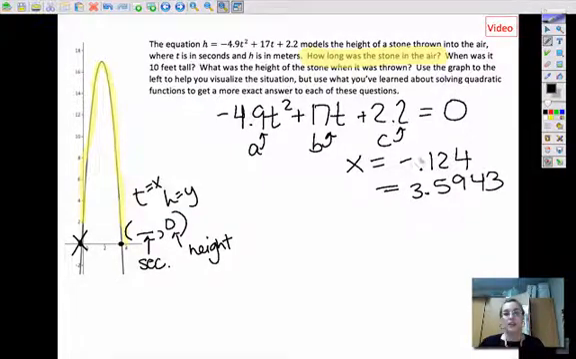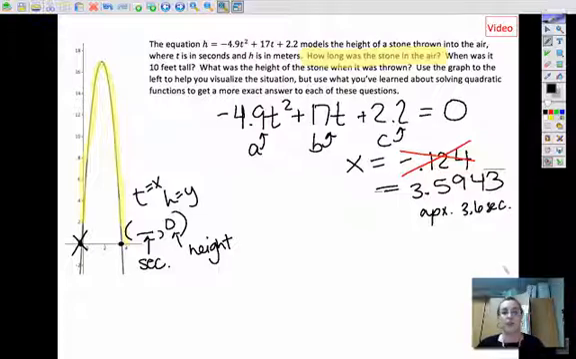3.5943. Like I said, we don't really care about this negative solution because we don't care about this spot on the parabola. We only care about right here. We care about the number of seconds when the height is 0. So we can answer this question by saying the stone was in the air approximately 3.6 seconds. Okay?